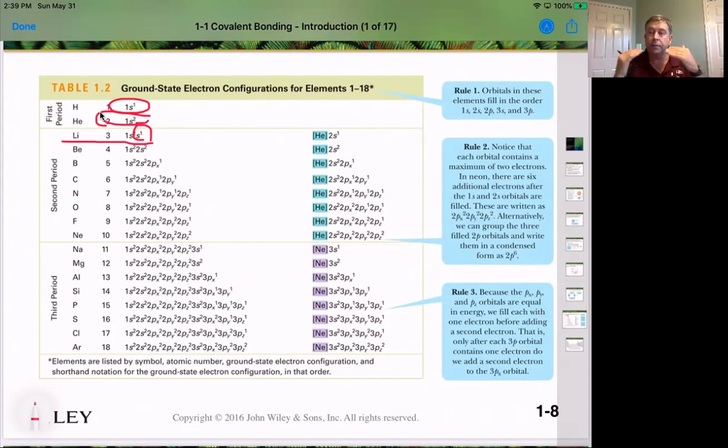As we build and build, if we get to carbon, you'll notice that we have 2 electrons in our 1s orbital, 2 electrons in our energy level 2 s orbital, and a total of 2 electrons in 2 of the p orbitals. That's going to help us later when we talk about hybridization, so keep that in mind.